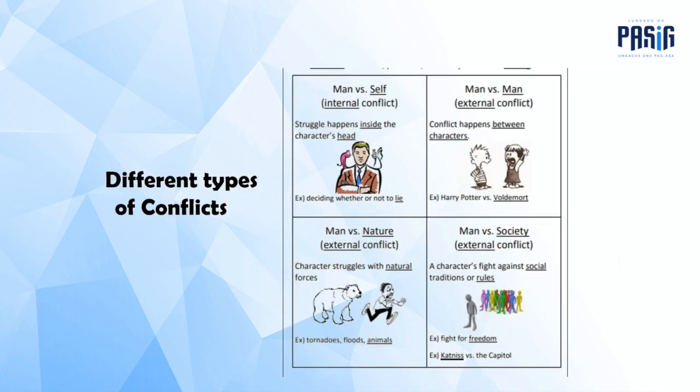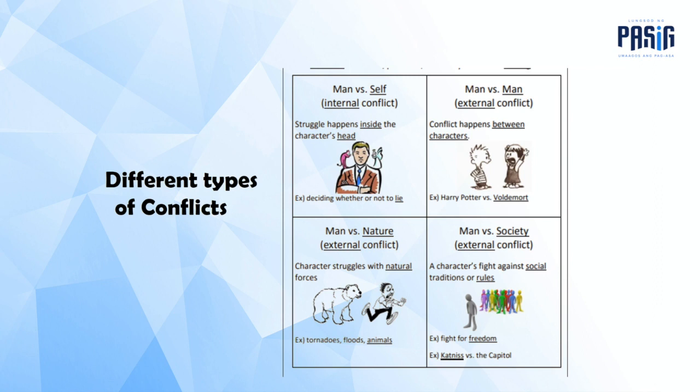For a full grasp of what was discussed today, the visual representation below will show you the different types of conflicts. The first one, we have man versus self, which is an internal conflict. It is a struggle that happens inside the character's head. Example, when we are deciding whether or not to lie. Next, we have man versus man, an external conflict. This conflict happens between characters. Example, Harry Potter versus Voldemort.